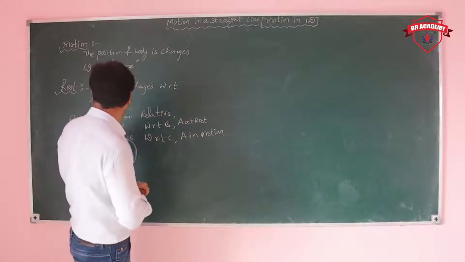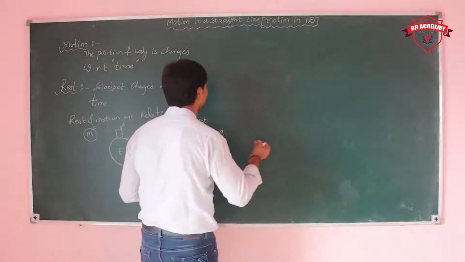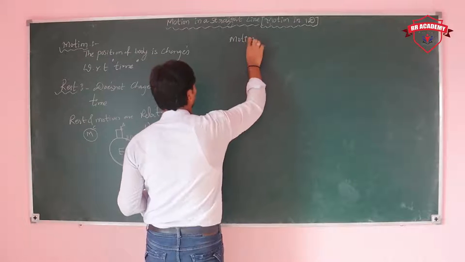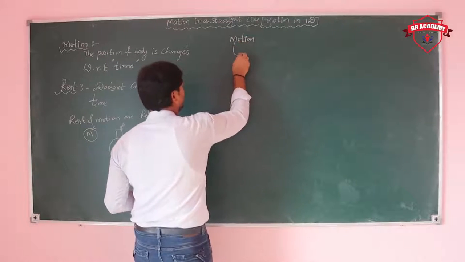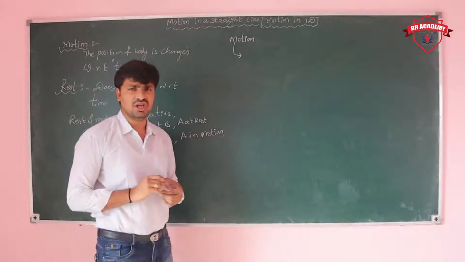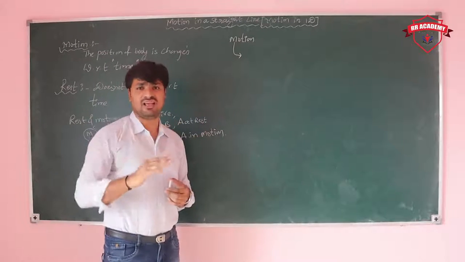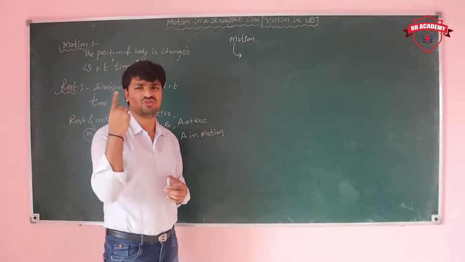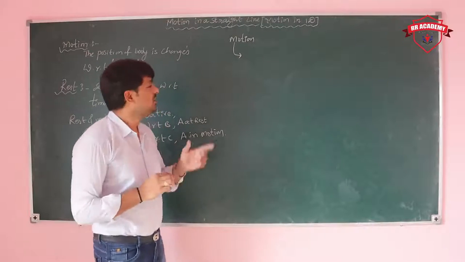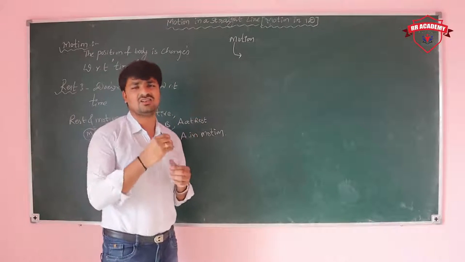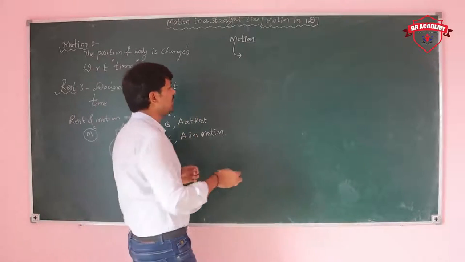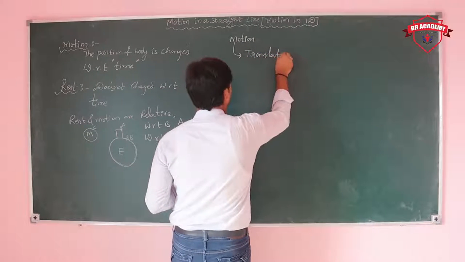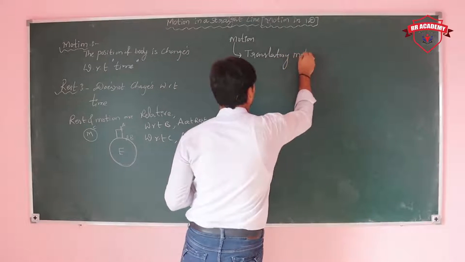Okay, next we can take the types of motion. Generally, based on direction, we divide motion into three types: motion in 1D, motion in 2D, motion in 3D. But based on the characteristics of motion, it can be divided into four types. First, translatory motion.